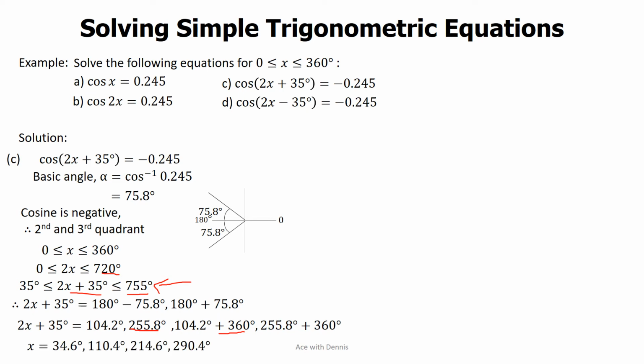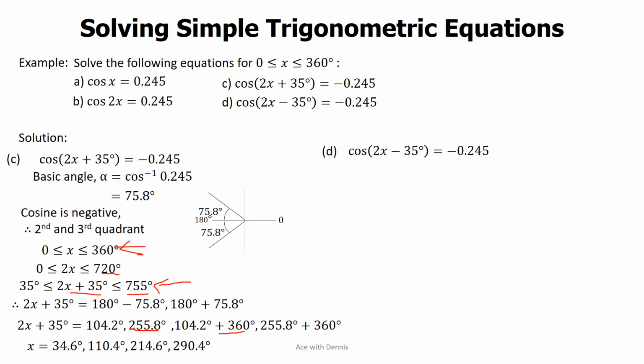Then we make x the subject. So for all the answers, just minus 35 degrees and then divide by 2. Therefore x will equal 34.6 degrees, 110.4 degrees, 214.6 degrees, and 290.4 degrees. Okay, so this is the answer for C. Of course, one more thing you need to do is check the range. For this case, it is this range, so all the answers are within 360 degrees.